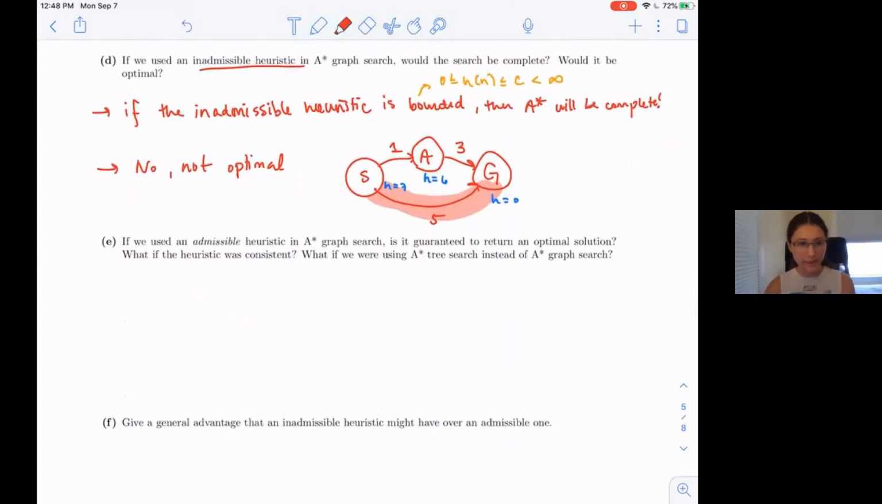All right, part E. If we use an admissible heuristic in A star graph search, is it guaranteed to return an optimal solution? So we have, again, this notion of admissibility. We're talking about graph search, and we're asking, is it going to give us an optimal solution? Then the next part says, what if the heuristic was consistent? So before we answer this question, let's think about what consistency means versus admissibility.